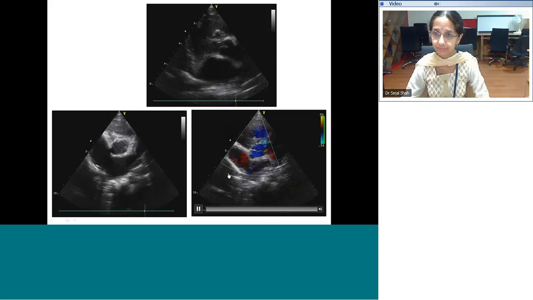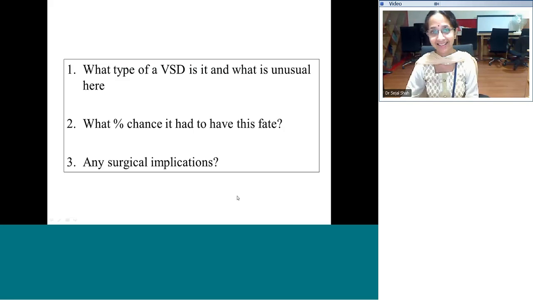Correct. So I get left ventricle to right atrium. It's a perimembranous VSD. Yes, that's right. So what type of a VSD is it? And what is unusual here? So that's what you understood, that this is a perimembranous VSD. Now, whenever we have a membranous VSD, what is the chance that we will have this over time? We know VSDs can close over time, and there are ways it can close. Approximately, if there are 10 PM VSDs, how many will go into this future? And does it make any difference for the surgeon if you have this?